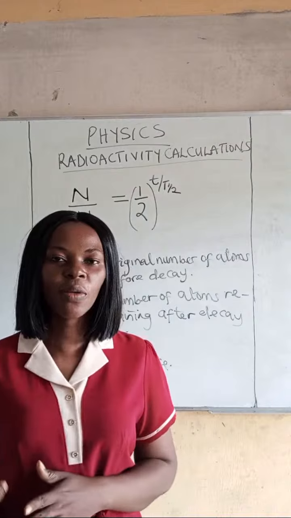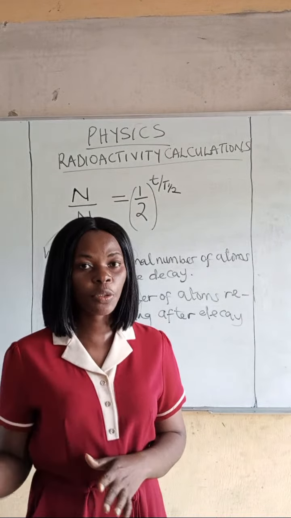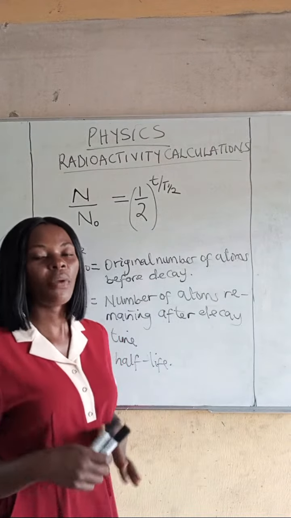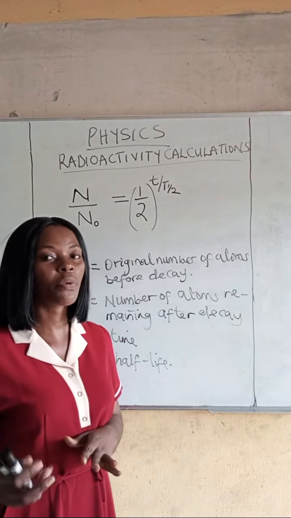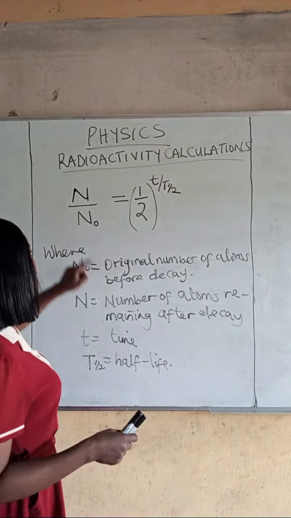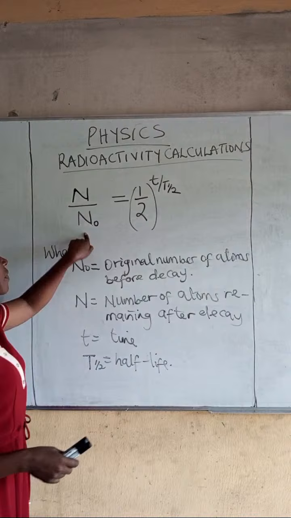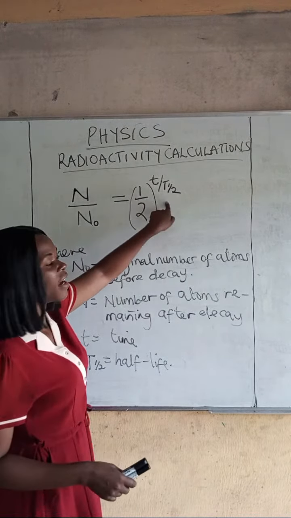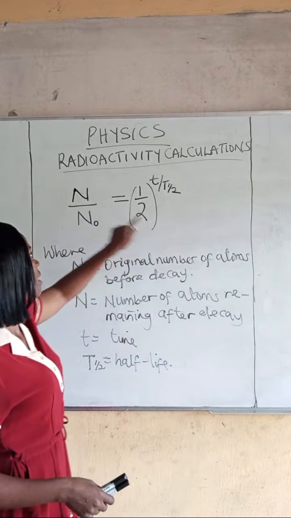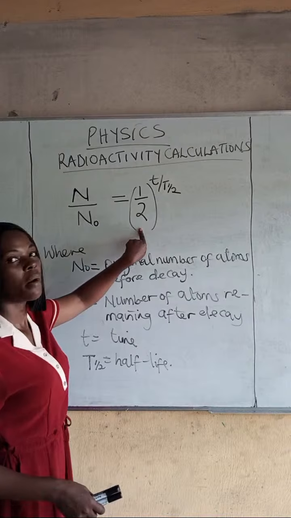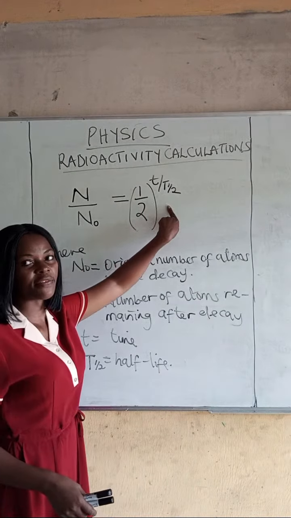All right, so let's look at this equation on the board. I tag it as the radioactivity formula, and we are going to be using it to solve most of the problems on radioactivity. Okay, so the formula goes this way: N over N naught equals 1 over 2 bracket t over half-life. Let me go again. N over N naught equals 1 over 2 bracket t over half-life.